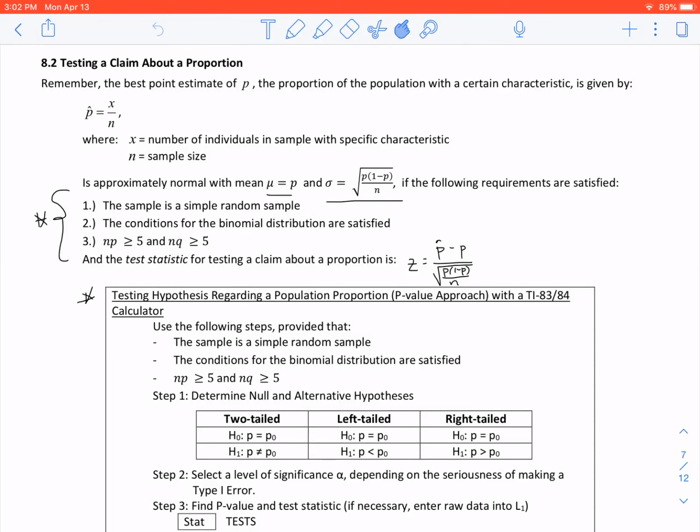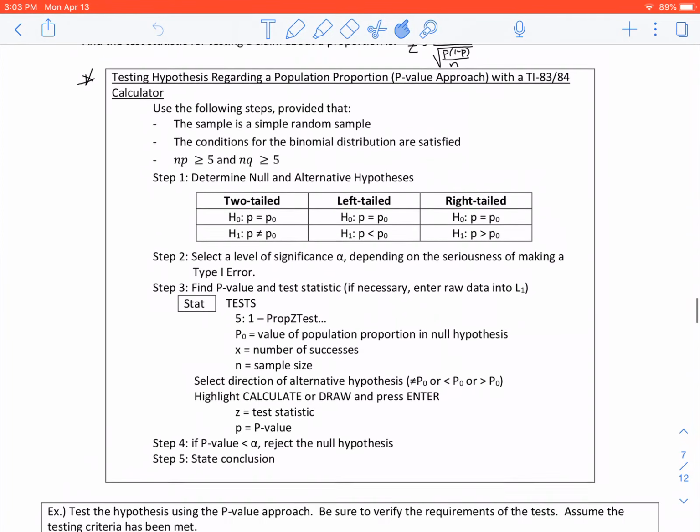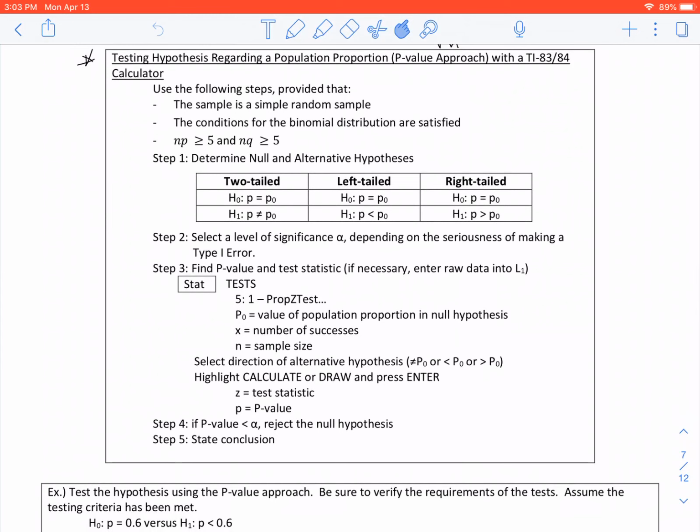If the following requirements are satisfied, there are 3 things there. Go ahead and give those a star. First, the sample is a simple random sample. Second, the conditions for the binomial distribution are satisfied. And third, n times p and n times q are both greater than or equal to 5. The test statistic is given by the formula listed there, however, not something that we really need to stress about since we are using the calculator. Give the box a star.